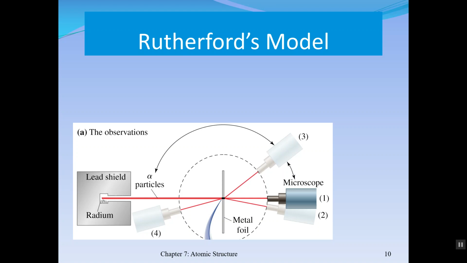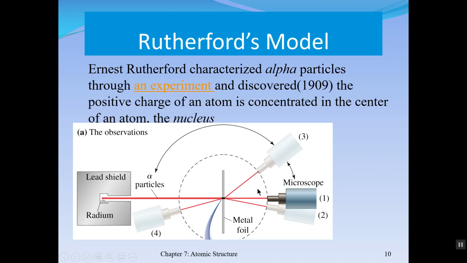So that's the expectation. But what he found, as you can see from this diagram right here, is that in fact, most of the particles pass right through the foil and are detected on the other side. Some of them will be deflected, as shown by this line right here and this line right here. In fact, some of them will even be turned back in the opposite direction, as shown by this line right here. But the vast majority of particles will basically pass right through the gold foil.